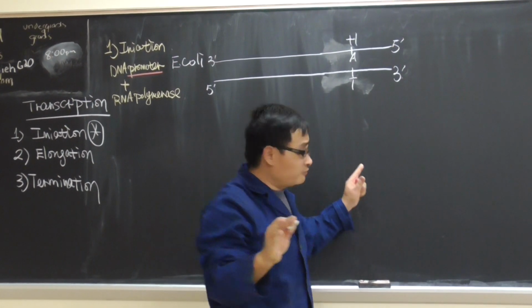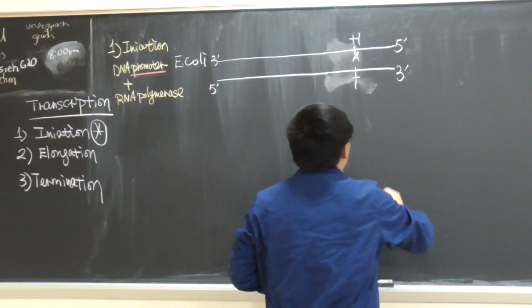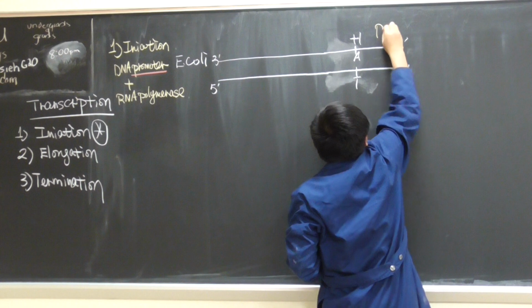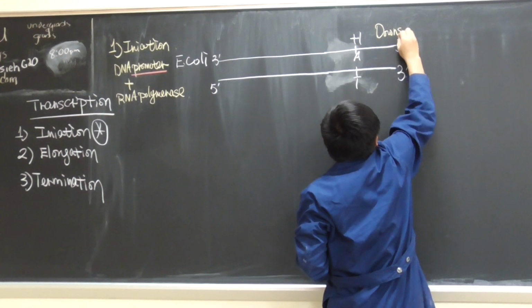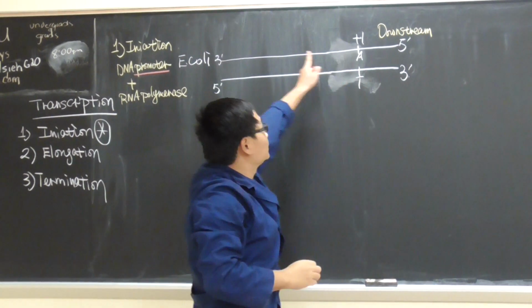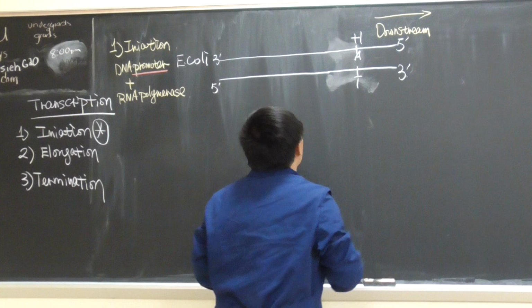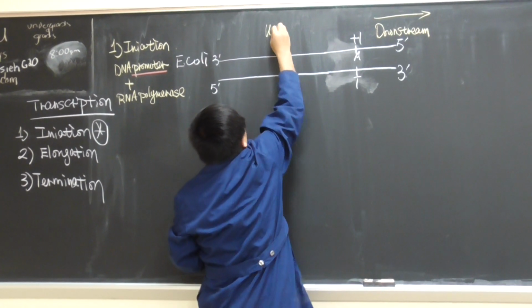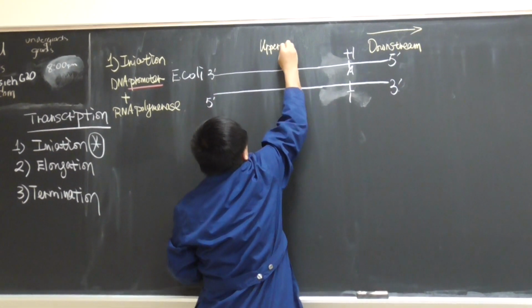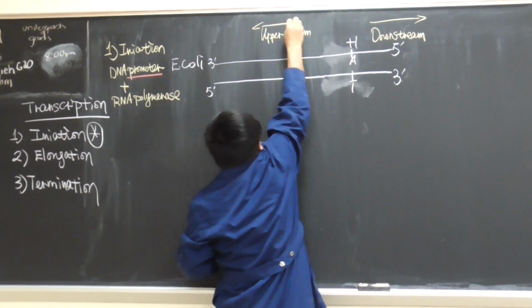Now, I already said it before. Anything on the right side is called downstream. Anything on the left side, I'll just put it in there, is called upstream. This is the first direction you need to know.